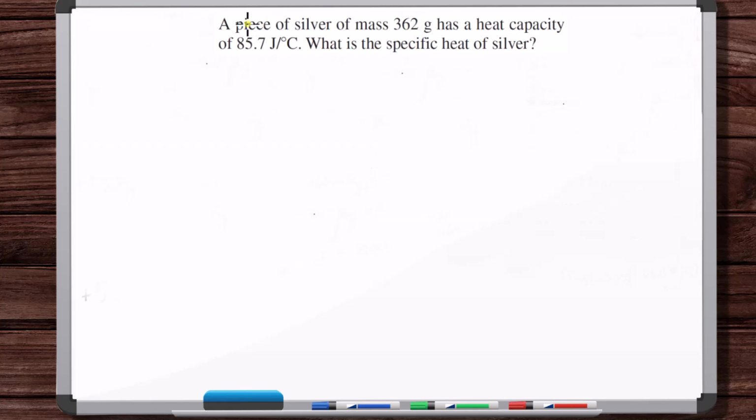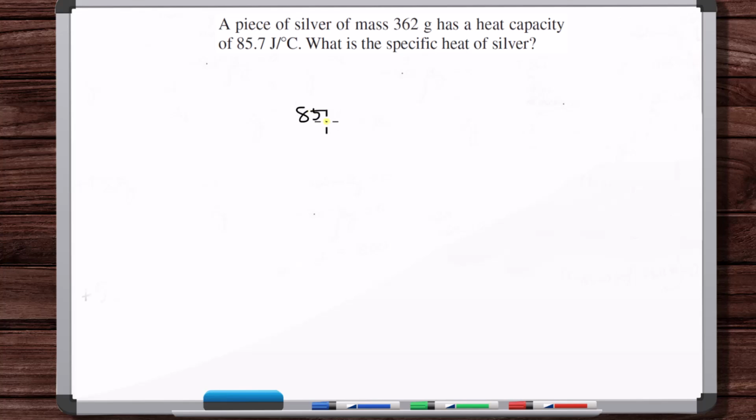Yes. A piece of silver of mass 362 grams has a heat capacity of 85.7 joules per degree Celsius. What is the specific heat of silver? Okay, so it gives us the heat capacity, the measure of the amount of joules of heat energy absorbed or released per unit change in temperature, not with respect to the amount of substance. So it's the heat capacity of this amount of silver. But it wants to know the specific heat. What we know is that specific heat is energy per unit mass per unit temperature. Here we've got energy per unit temperature. We want to get to energy per unit mass per unit temperature. So let's just divide this by this, right?